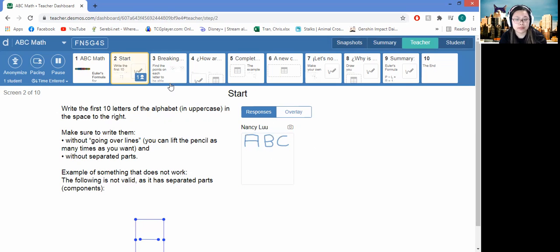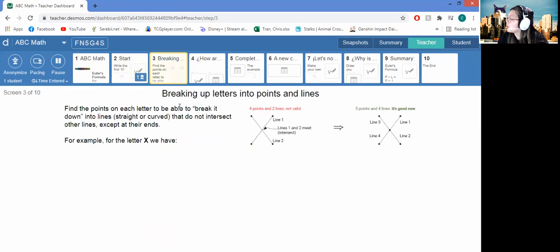So good job, Nancy. Now we're going to move on to number three. So again, you would probably want to pass it on to other students to read. Nancy, can you go ahead and just read that section for me? Yes. Find the points on each letter to be able to break it down into lines, which could either be straight or curved, that do not intersect other lines except at their ends. For example, we have the letter X. We have a right version and a wrong version.